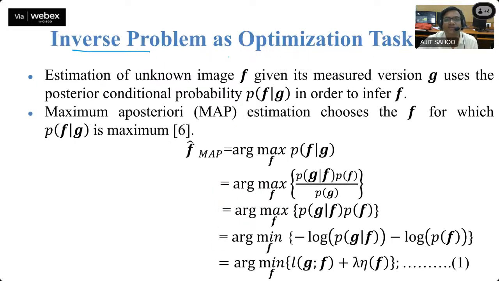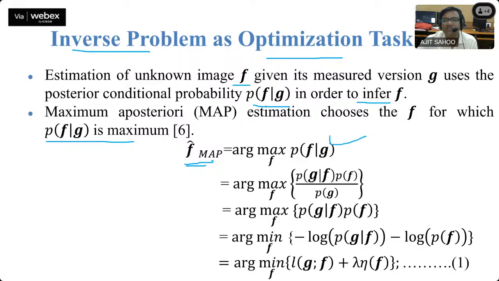Inverse problem as an optimization task. Estimation of the unknown image f, given its measured version g, uses the posterior conditional probability p(f|g) in order to infer f. Maximum a posteriori estimation chooses the f for which p(f|g) is maximum. So the maximum a posteriori probability is arg max p(f|g).